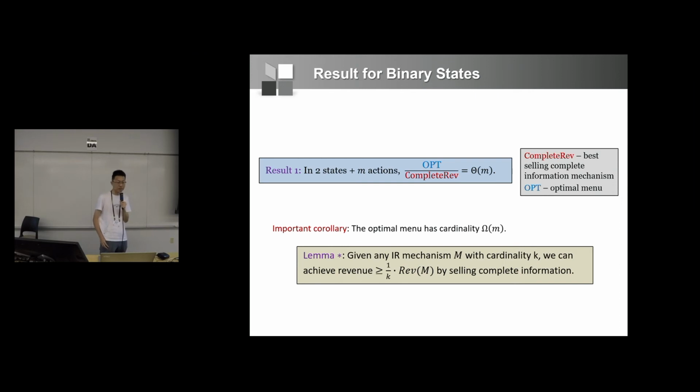This is achieved by this result and using the following lemma, which we call lemma star, which says that given any IR mechanism with cardinality k, we can achieve revenue at least 1 over k times the revenue of this mechanism by selling complete information.